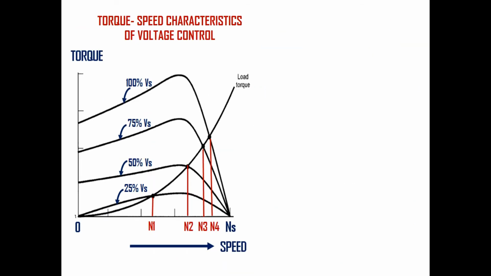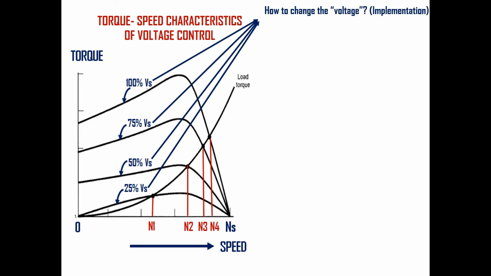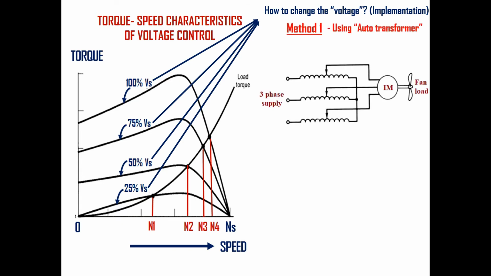Now we know that by changing the stator or line voltage, it is possible to change the speed of the induction motor. But how to change the line voltage or stator voltage in induction motor? There are three different methods to implement that. Method 1, using three-phase auto transformer, by which voltage can be varied in the induction motor. Here, variation will be smooth and output voltage will be a pure sinusoidal.